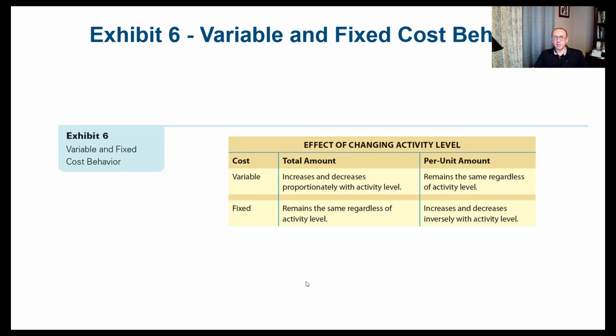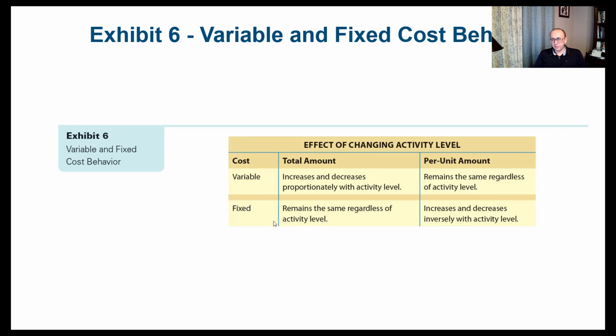Let's try to summarize the difference between variable and fixed cost behavior. For variable cost, the total amount increases and decreases proportionally with activity level. The fixed cost, on the other hand, remains the same regardless of activity level. Again, here we're talking about the total cost. But the per unit amount for variable cost is actually fixed, so it remains the same regardless of activity level. Remember when we had the same value of $10 per unit of production? Yes, but the total variable cost would keep increasing with the units of production.